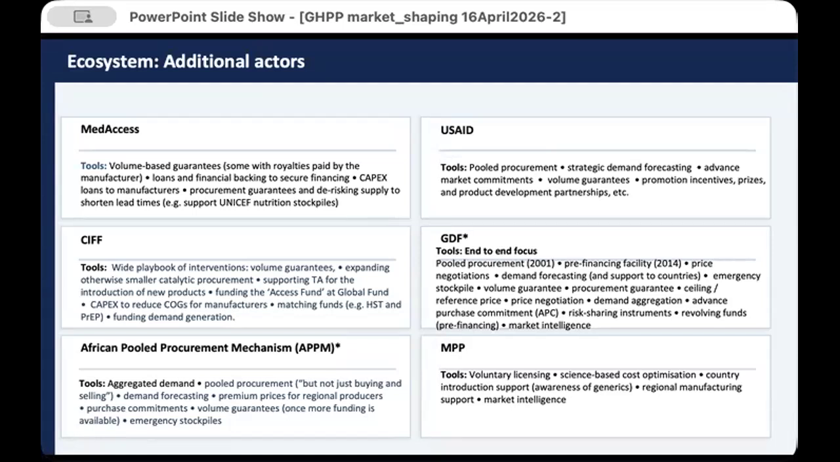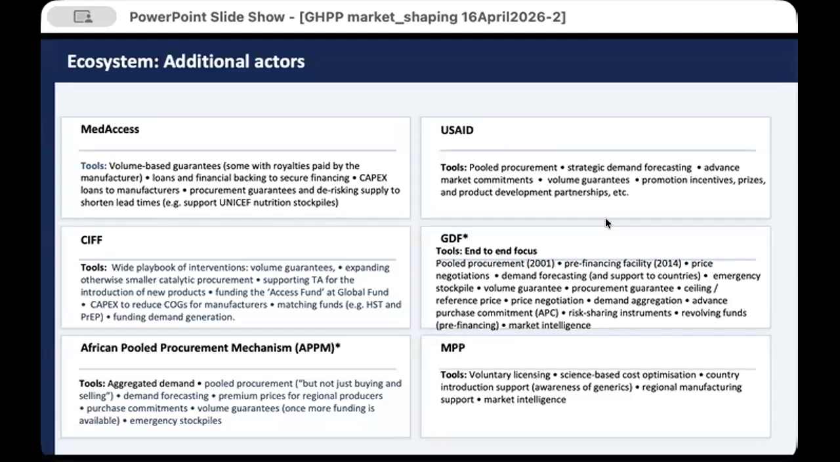They provide volume-based guarantees, some with royalties that are paid back by the suppliers. Some of those royalties can be negotiated down to a very low amount, which is good. They provide loans and financial backing to secure financing for suppliers and provide CapEx loans. They have also provided procurement guarantees and otherwise de-risk supply to shorten lead time.